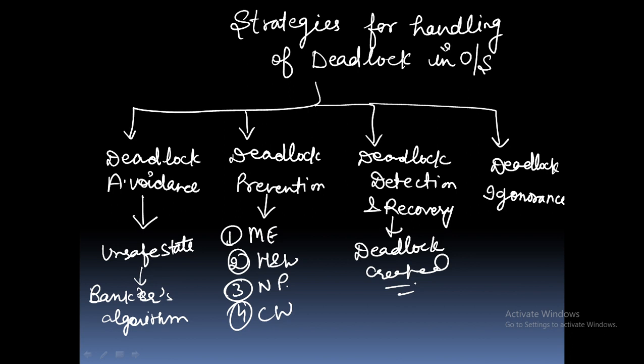And in deadlock ignorance, this strategy involves ignoring the concept of deadlock and assuming that it does not exist. This type of strategy helps to avoid the extra overhead of handling deadlock. Windows and Linux use this type of strategy, and it is the most widely used method. It is also called the ostrich approach.